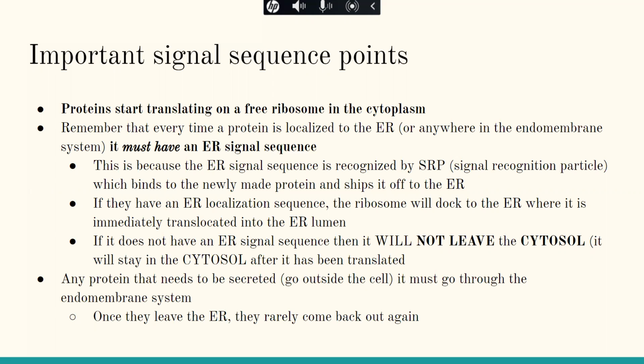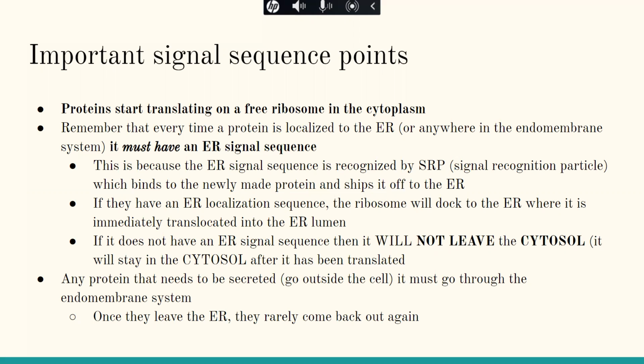But basically, if you want your protein to end up in the ER, if that's where its job is, or anywhere in the endomembrane system, it must have this ER zip code, or a sequence of amino acids that indicate that it needs to go to the ER. This is because the ER signal sequence is recognized by the signal recognition particle, which binds to the newly made protein and ships it off to the ER as soon as it's made. If they have the localization sequence, the ribosome will dock to the ER, where it is immediately translocated into the ER lumen.